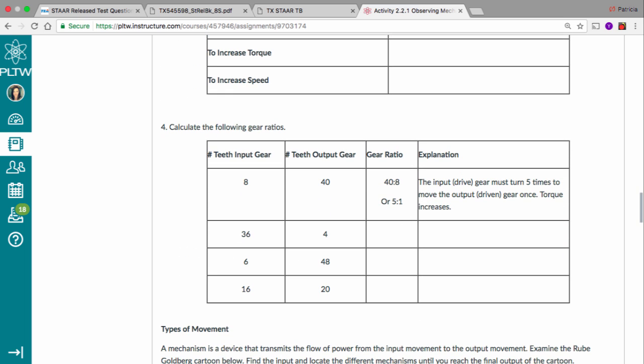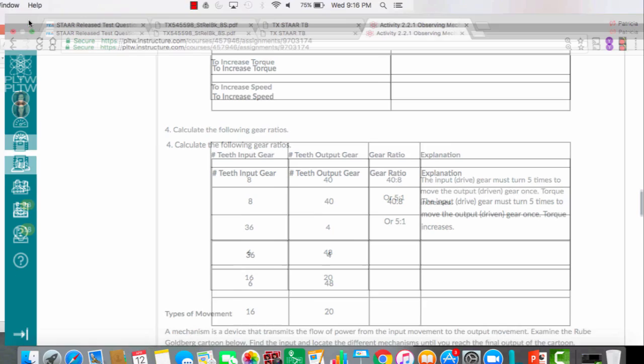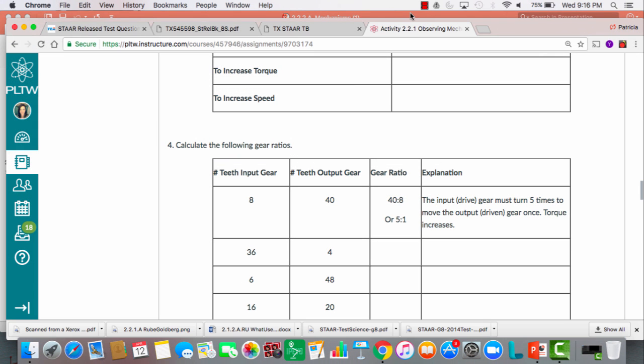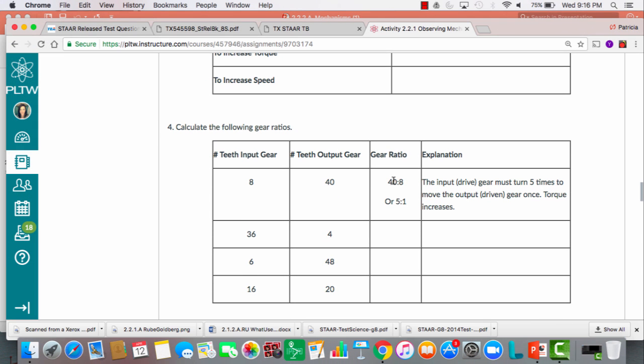All right, let's do this gear ratio. And then I think I should be done. So again, do not forget when we are doing gears, you have to go with the output first. So if we have an input gear that has 8 teeth and an output gear that has 40, we would write that as a 40-to-8 ratio. But just like math, you need to simplify and reduce your numbers, which would represent a 5-to-1.